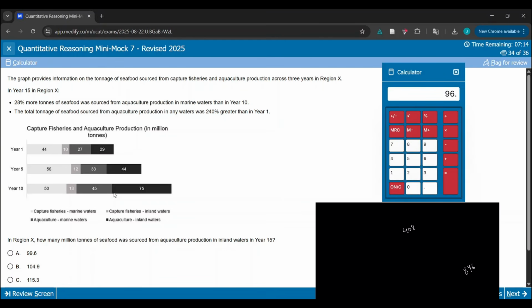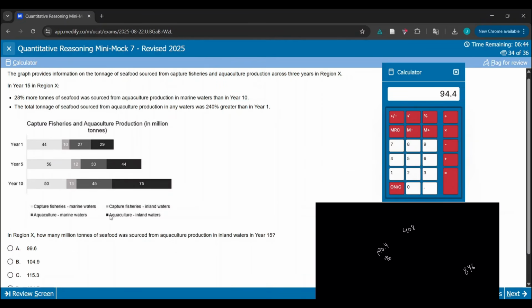Wait, the total tonnage of seafood sourced from agricultural production in marine. Oh, 240% greater than in year one. Okay, that makes sense. So it's 27 plus 29 times that by 4 is 190.4, and then this is just going to be 75 times 1.28, which is 96. Minus 96 is okay.